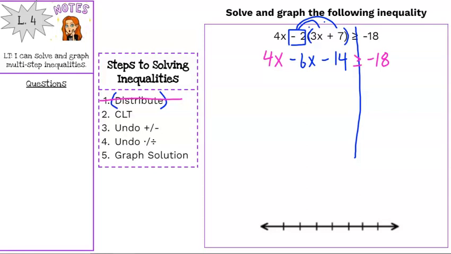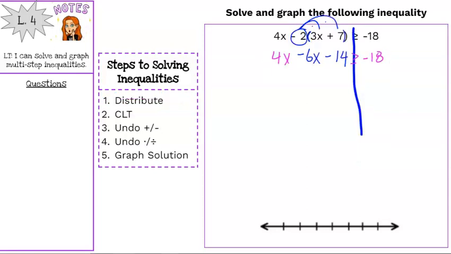Next step is to combine our like terms. So I see that 4x and 6x both have an x, so I can put those together, follow the sign in the middle, so 4x minus 6x, that's going to be negative 2x. Minus 14 is greater than or equal to negative 18. Did distribute, we did combine like terms.